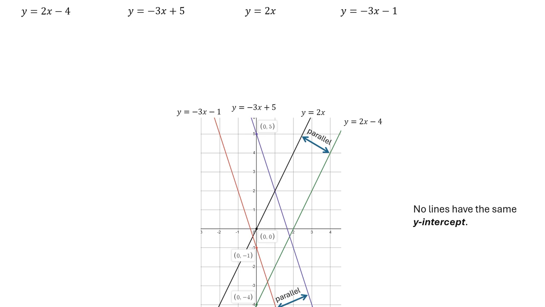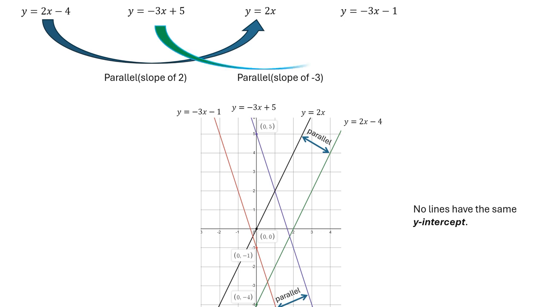Here we have four different equations. y equals 2x minus 4 and y equals 2x have the same slope, therefore they are parallel. y equals negative 3x plus 5 and y equals negative 3x minus 1 again have the same slope, so they are parallel.